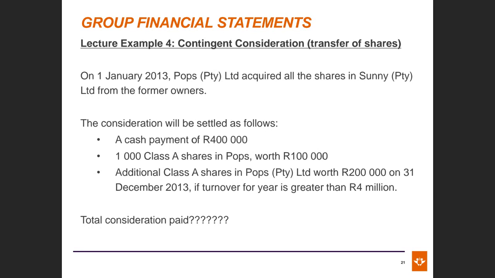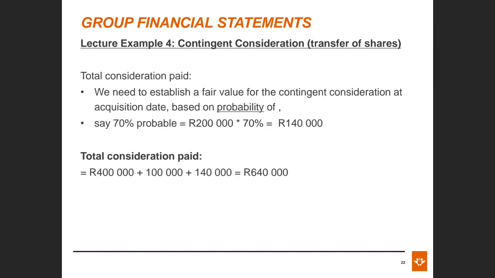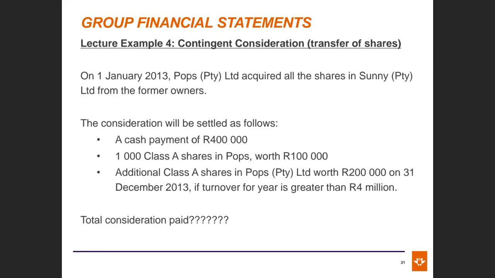So the information for the first two is the same. We have a cash payment of 400,000 Rand and we have 1,000 Class A shares, but the contingent consideration is different to the previous example. So let's have a look. They told us we need to establish the fair value for the contingent consideration at acquisition date based on the probability. So at this stage, we are calculating the probability similarly like we did in the previous example. So the contingent consideration is 200,000 Rand, okay?